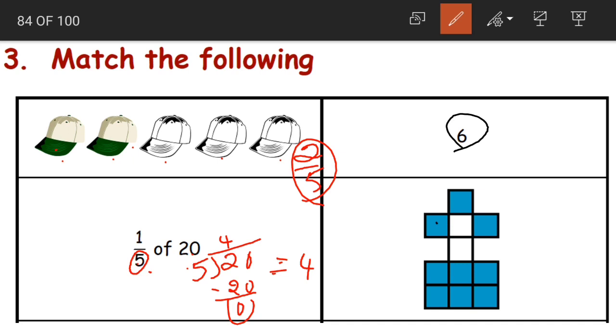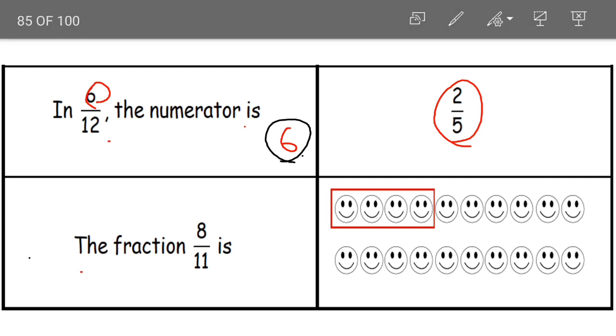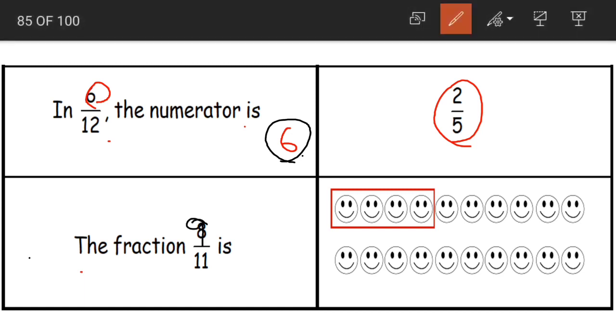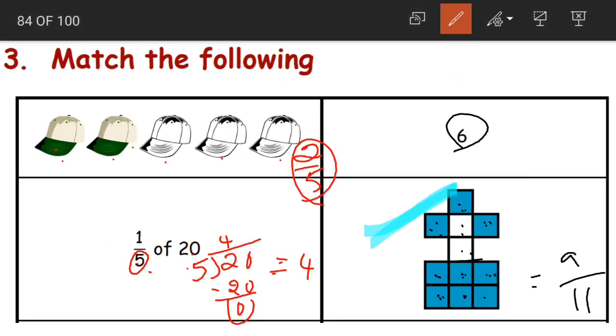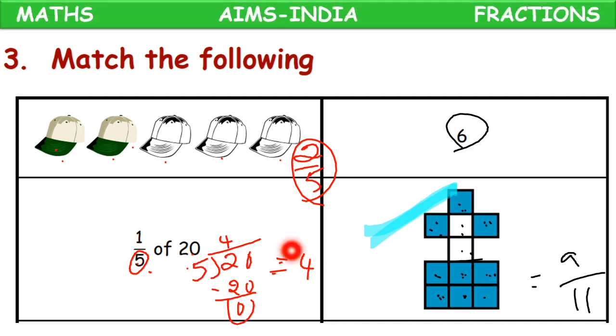And if you count the objects here, 1, 2, 3, 4, 5, 6, 7, 8, 9, 10, 11. So, this is divided into 11 parts, out of which 9 parts are shaded. This is 9 by 11. I think here the question is wrong. It should be 9 by 11. So, the fraction 9 by 11 is what? This is our fraction 9 by 11.